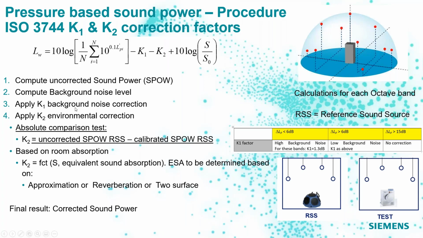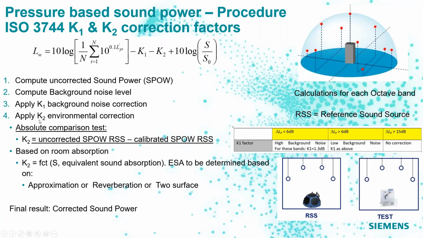We can apply the K1 correction factor based on the background noise. For the K1 correction factor, if the difference between the background noise and when the source is running is less than 6 dB, then you apply a correction factor of 1.3 dB. But if it is greater than 15 dB, you don't need to apply a correction. And when it is between 6 dB and 15 dB, you apply a formula, and I'll show you how that is done.